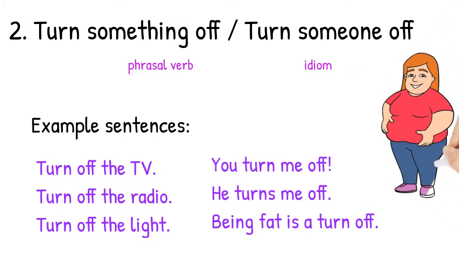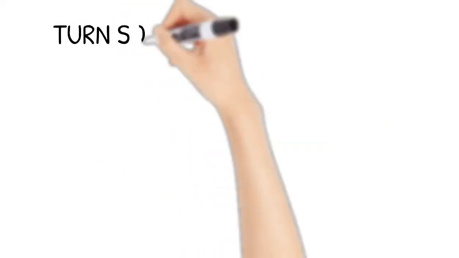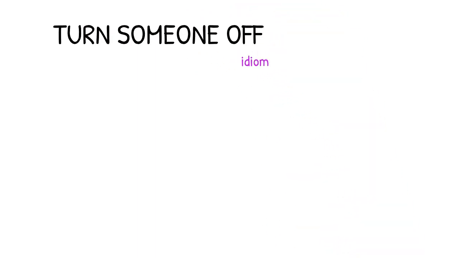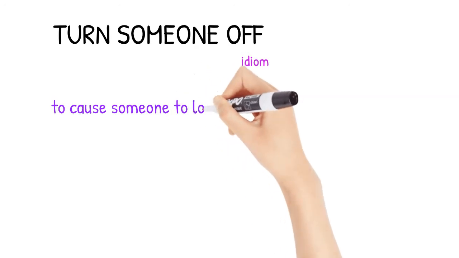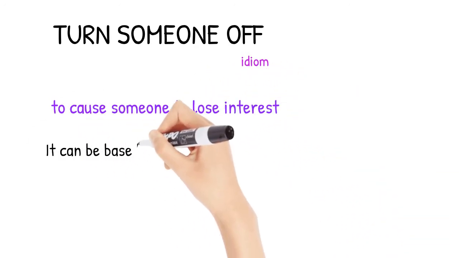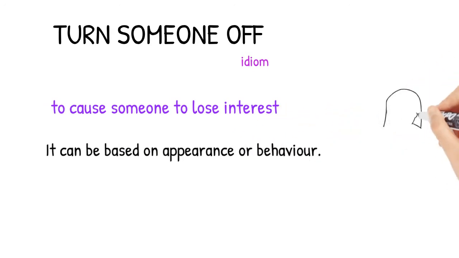Being fat is a turn off. You can use it like a noun. In that case, a turn off. So the idiom to turn someone off, well, this is the opposite of to turn someone on, and it means to cause someone to lose interest. And it too can be based on appearance or behavior.